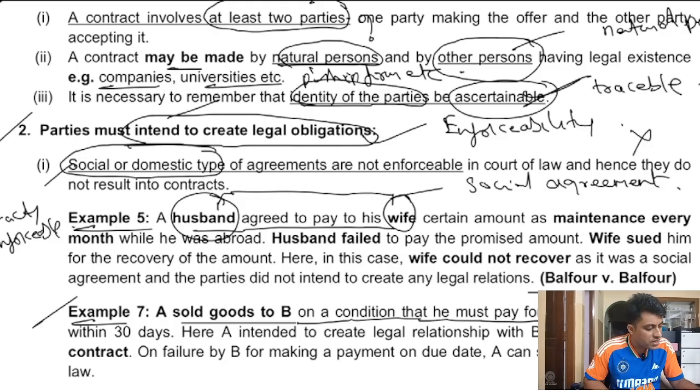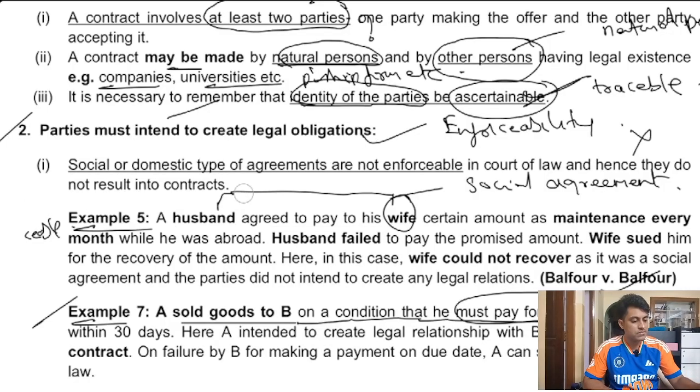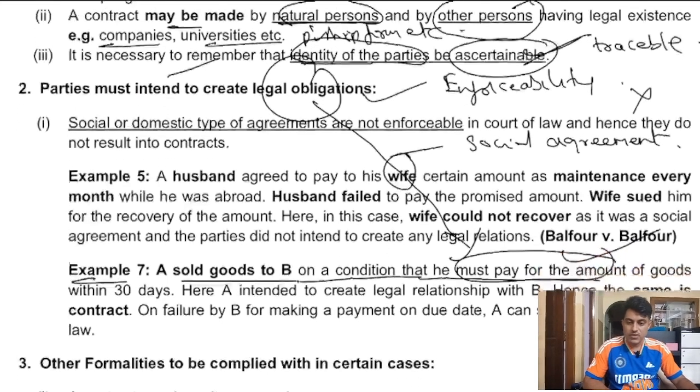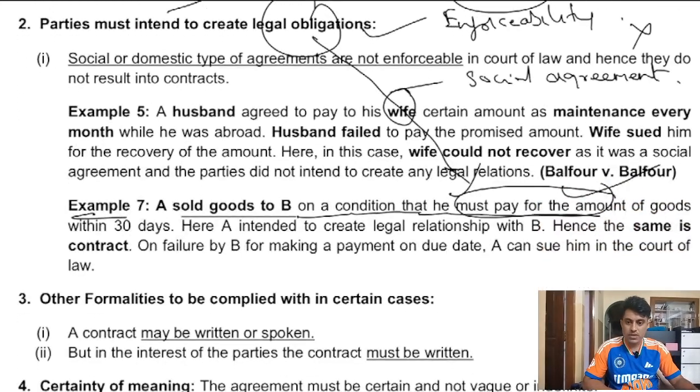He must pay for the amount. Yes, it is giving rise to a legal obligation. So therefore, we can call it a valid agreement. Why? Because this is giving rise to a legal obligation. I think it is already discussed. So let me move on to another point.